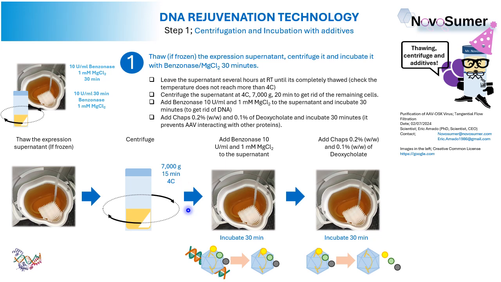Let's go for the next sub step. That is very, very easy. We just add Benzonase, okay, at this concentration, 10 units per milliliter. Okay, you can calculate it.